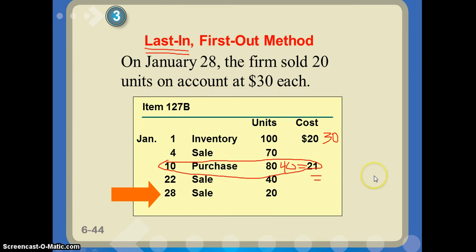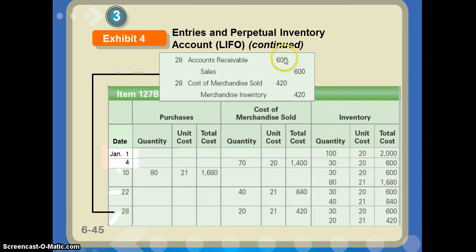Your journal entry should look like this. Accounts receivable, $600. Sales, $600. Taking the number of items you sold times what you sold them for. The cost of merchandise sold using the LIFO method, last in, first out, gives you $420, and your merchandise inventory has decreased by $420. Let's continue.